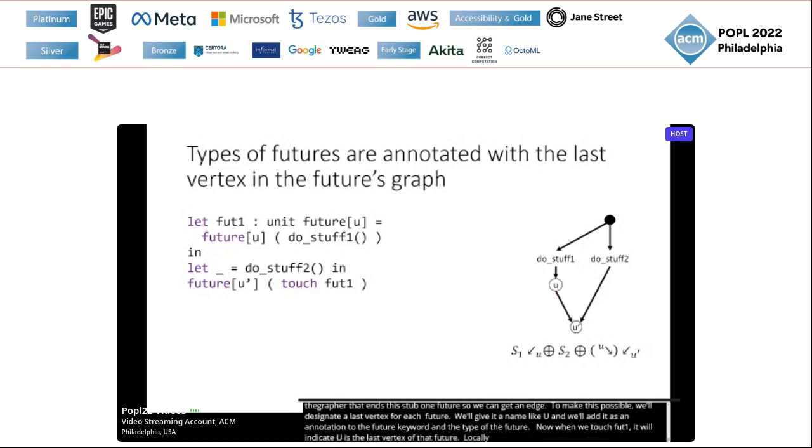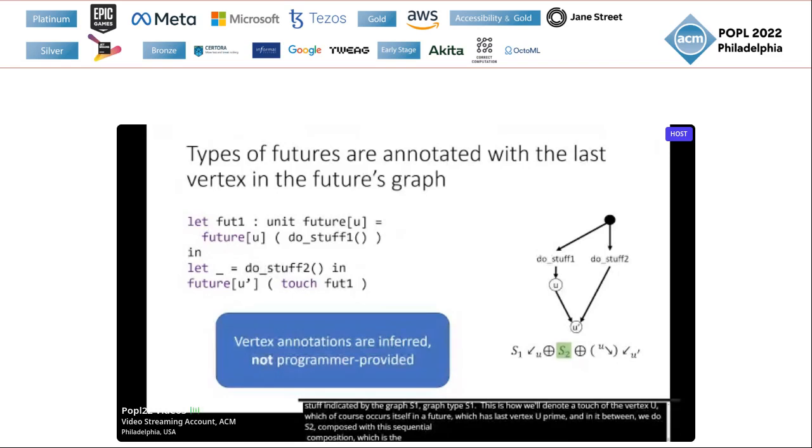So in the more compact notation, this is how we'll denote a future whose last vertex is u that does stuff indicated by the graph type S1. This is how we'll denote a touch of the vertex u, which of course occurs itself in a future which has last vertex u prime. And in between, we do S2, composed with this sequential composition, which is that ⊕ notation.